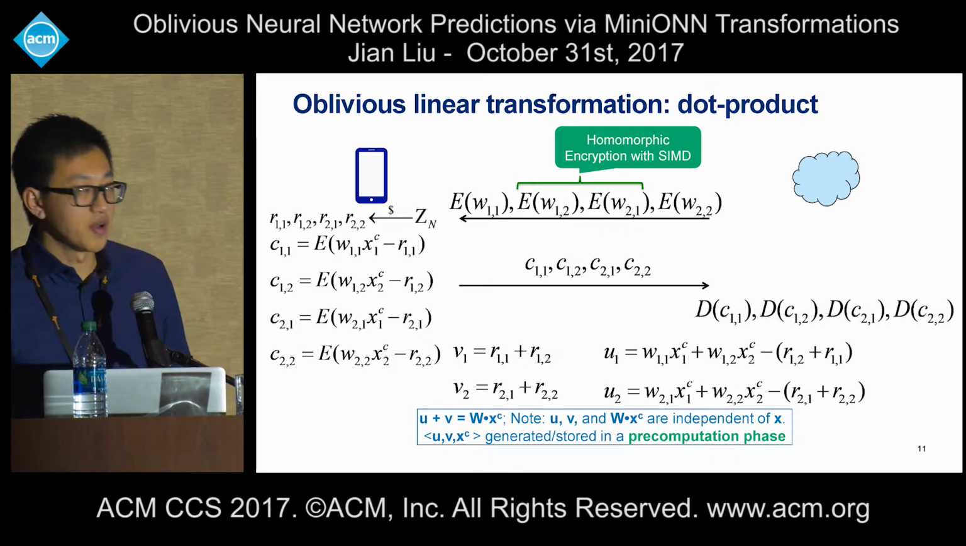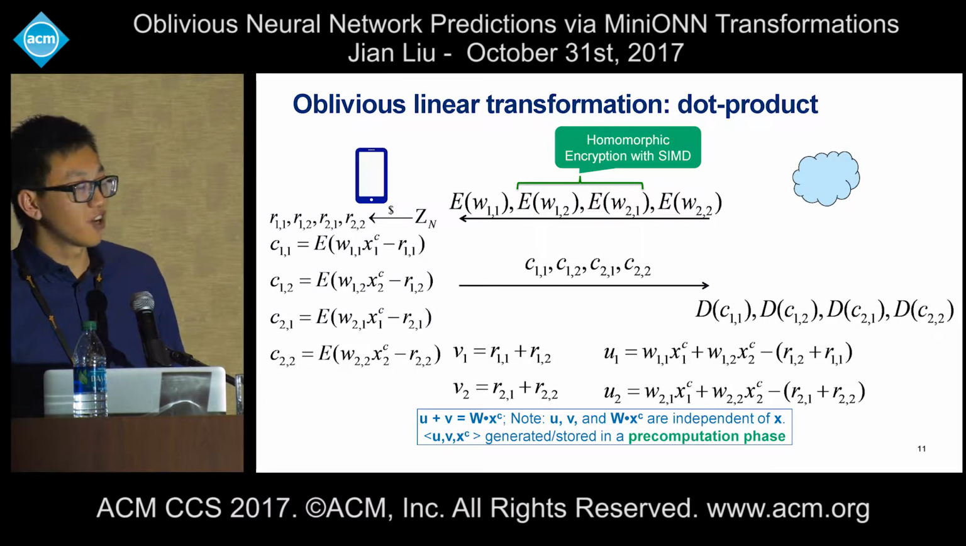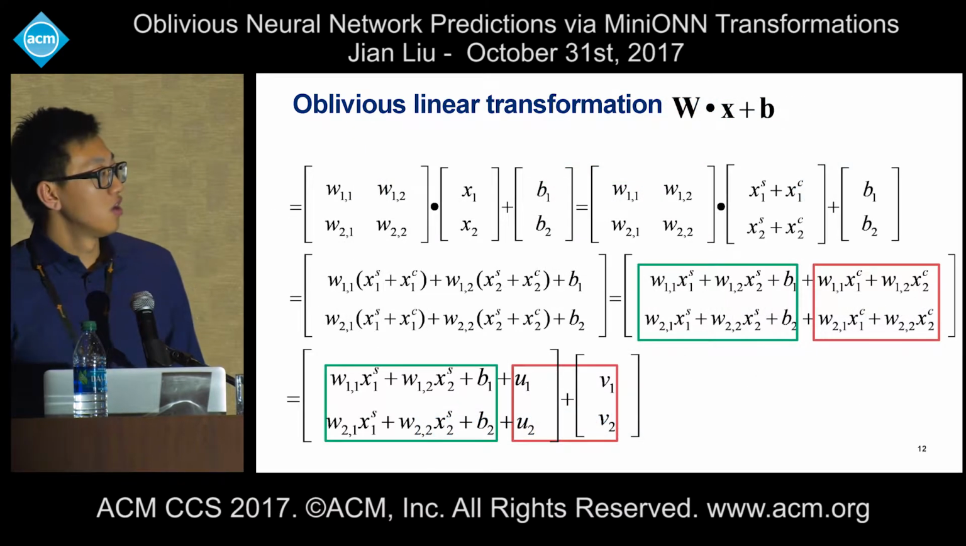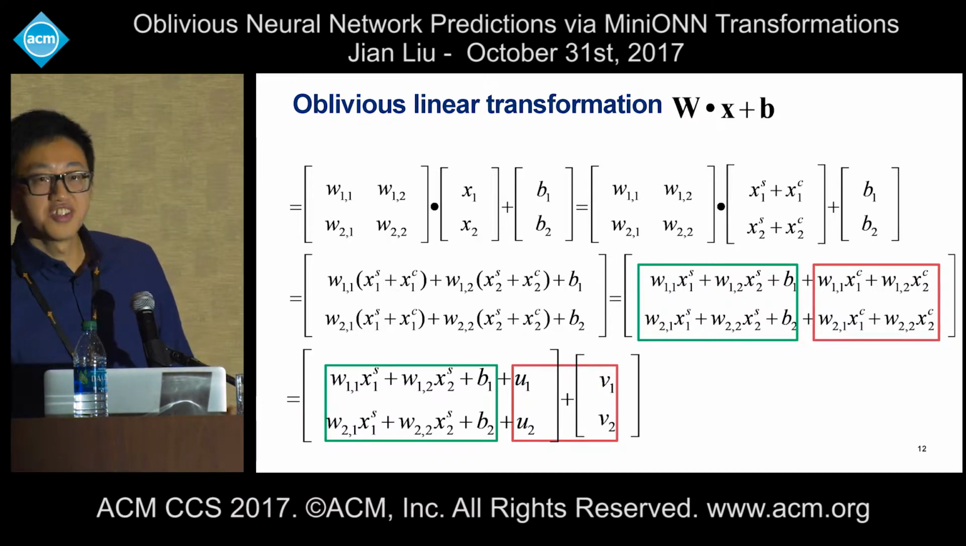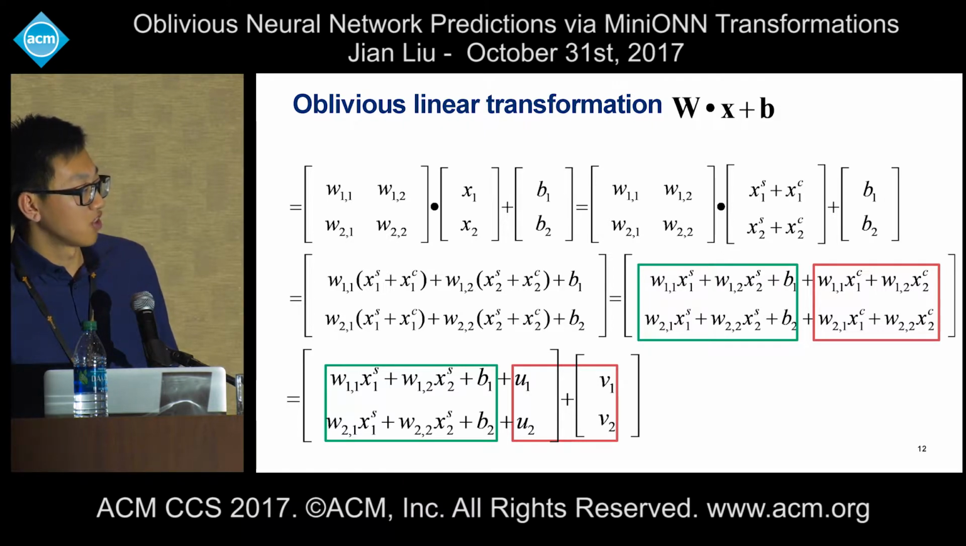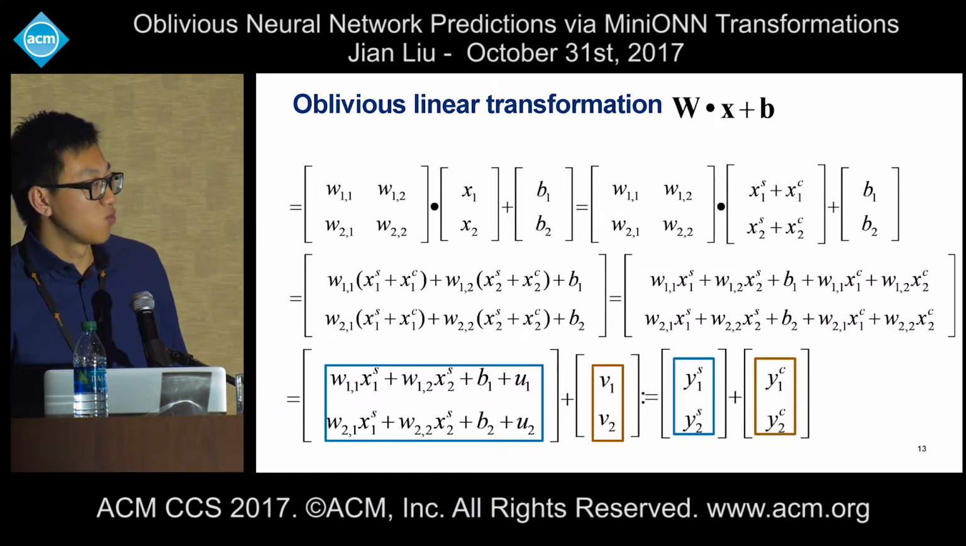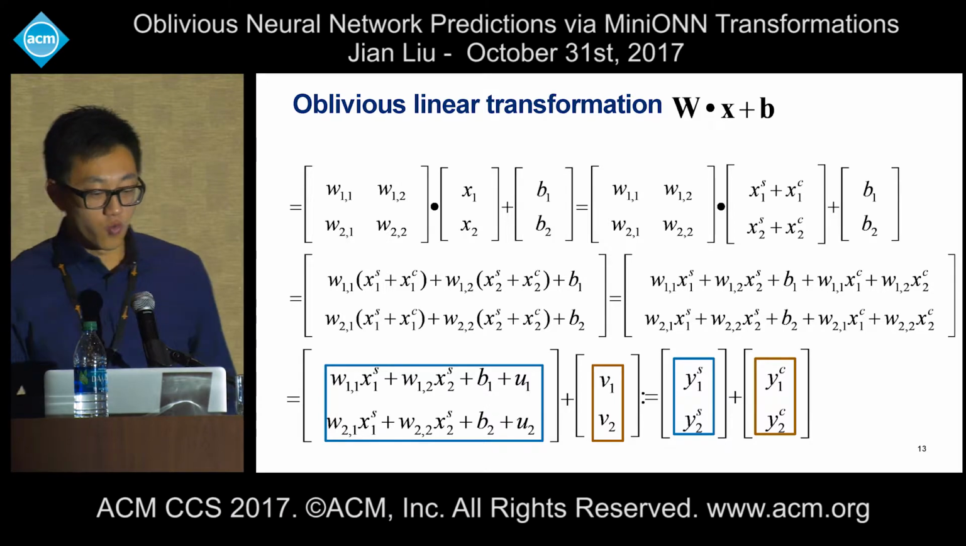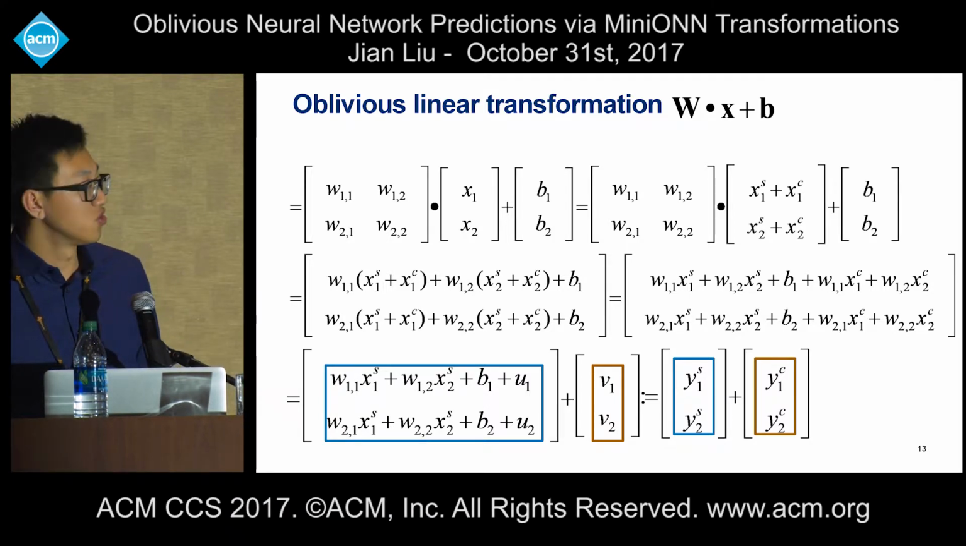We further improve the performance using a technique called SIMD, which stands for Single Instruction Multiple Data. Because the ciphertext is much larger than the plaintext, we encrypt multiple elements into a single ciphertext. So now, this part can be easily calculated by adding together U and V. And then the server just outputs this part to the next layer, and the client outputs this part. We rewrite them as yx and yc. Now we have seen how to convert linear transformations into the oblivious form.